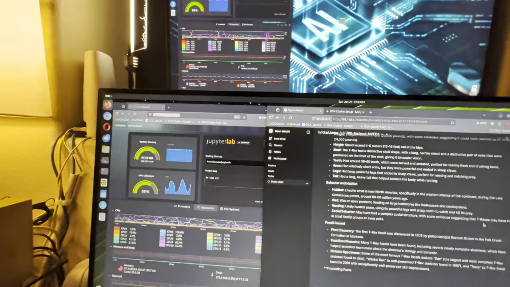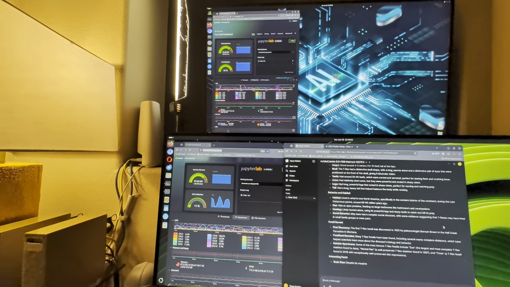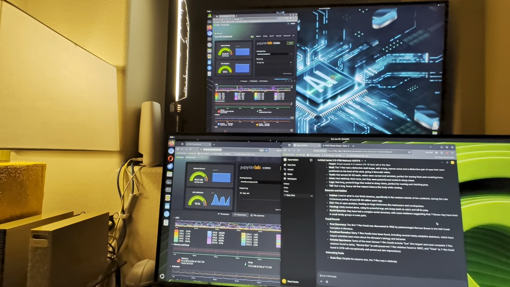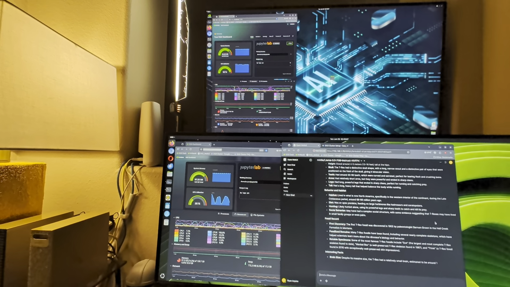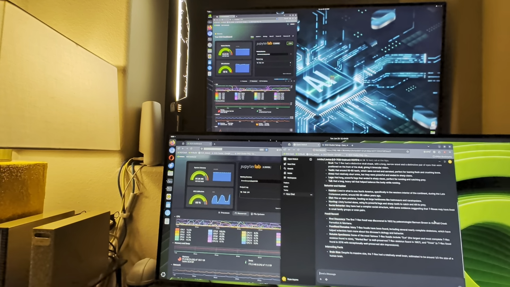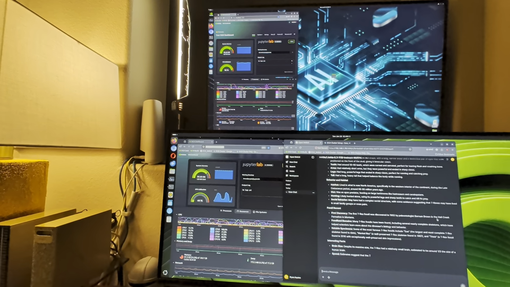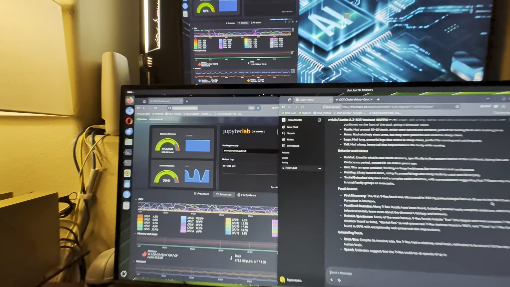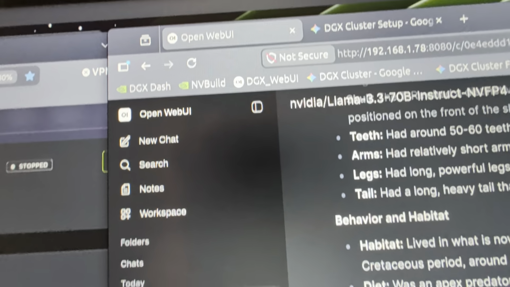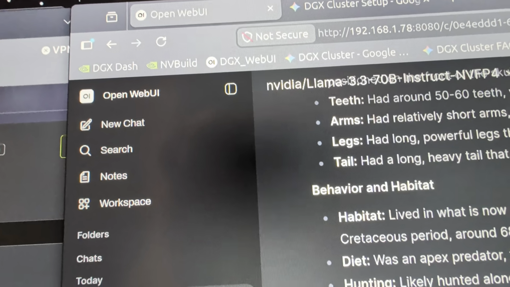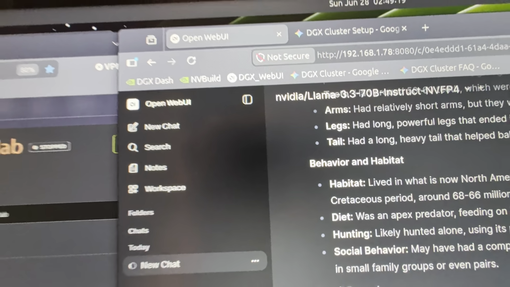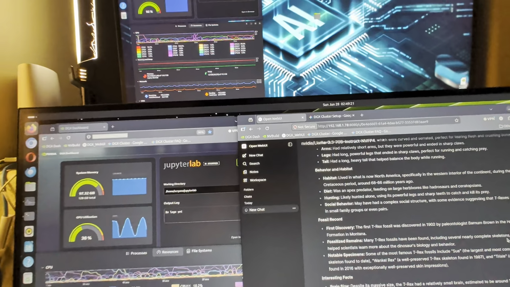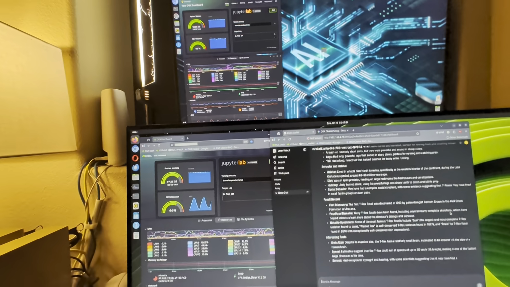And so here I just wanted to demonstrate, just because a model is big doesn't necessarily mean that it's slow. Just because a model is smaller, it doesn't necessarily mean that it's faster. So here we go. That is Llama 3.3 70 billion parameter instruct compressed in NVIDIA 4-bit.